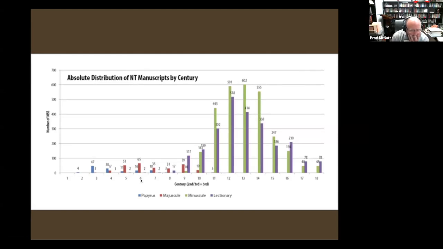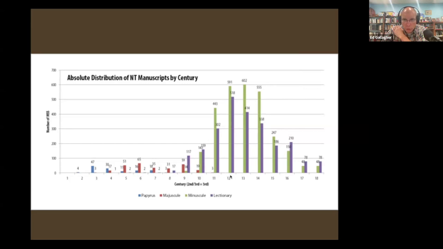And then in the sixth century, again, 16 papyrus, 65 majuscule, 2 lectionaries. Anyway, it starts getting more and more manuscripts, and then it just takes off in like the 11th century. You've got 3 majuscule manuscripts in the 11th century, and then 443 minuscule manuscripts and 302 lectionaries.